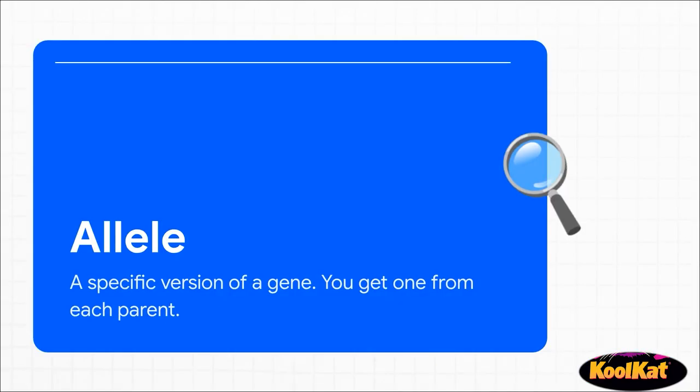So let's start with this word: allele. It sounds complicated, but it's not. Just think of a gene as a general instruction, like hair color. Well, the allele is the specific version of that instruction, like brown hair or blonde hair. It's that simple, and you get one version from each of your parents, which creates your own unique genetic combo.